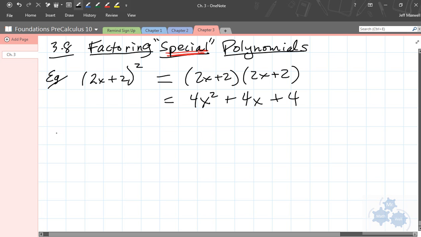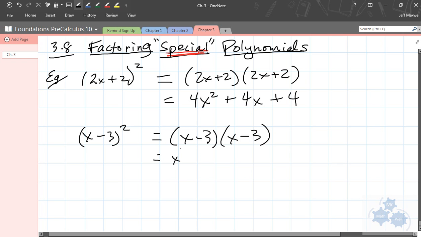Okay, let's do another one. x minus 3 squared. That actually is x minus 3 times x minus 3. And if you're getting quick at this and you can do the FOIL in your head, that's going to be x squared minus 6x plus 9. Anyone think they can do it that fast yet, in your brain? No? Nervous laughter? Okay. Anyways, let's do one more.